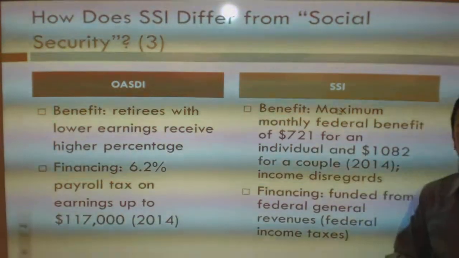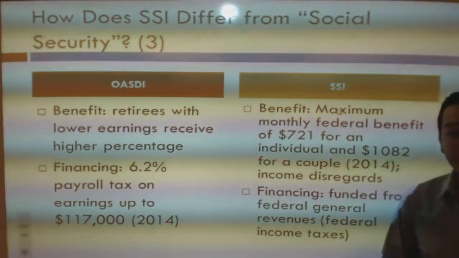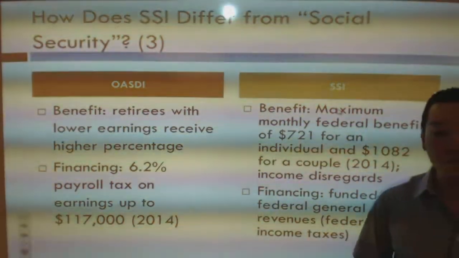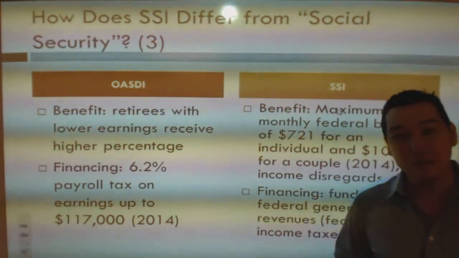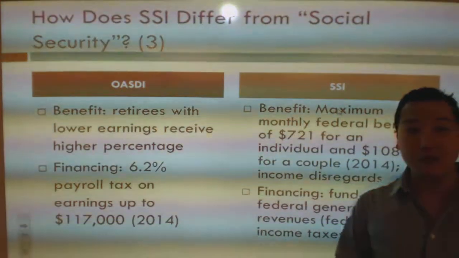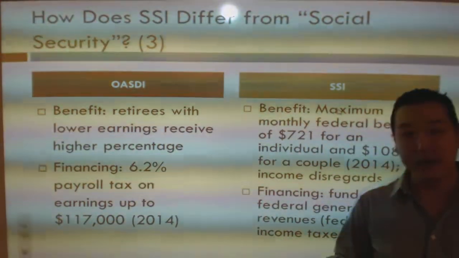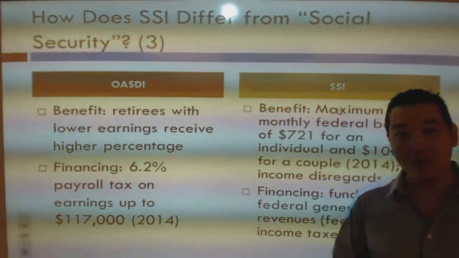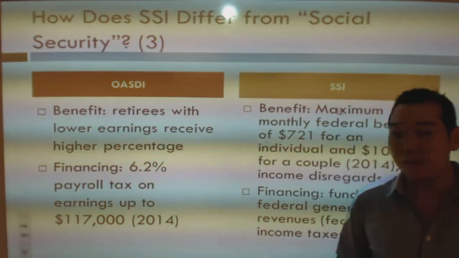So for 2014, the maximum federal benefit rate is $721 for an individual. And if you're in a married relationship, the maximum federal benefit rate is $1,082. So if your countable income is less than those amounts, you'll have some sort of positive benefit.